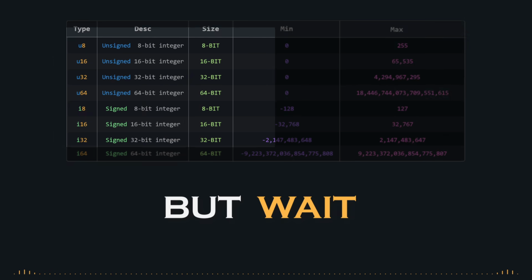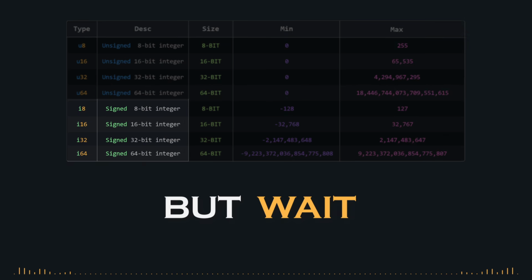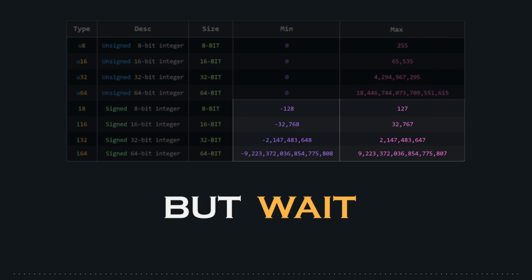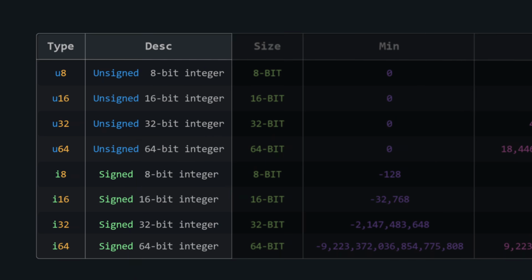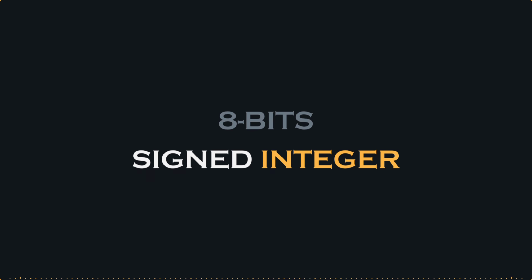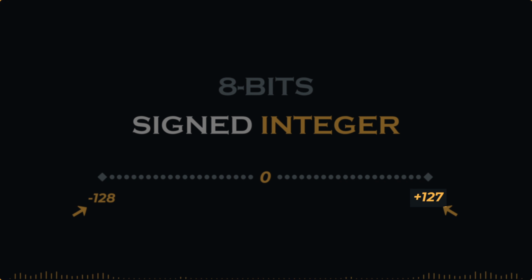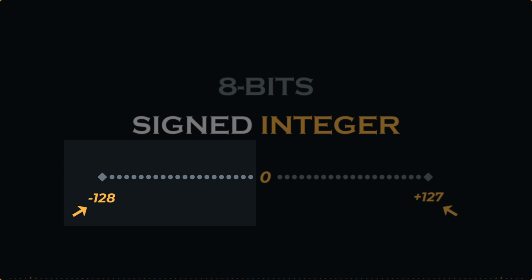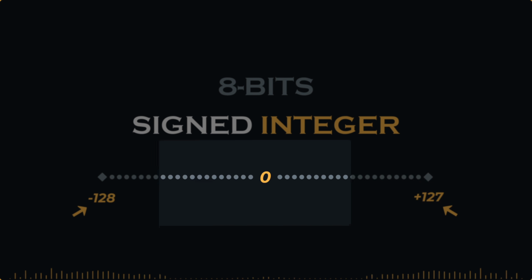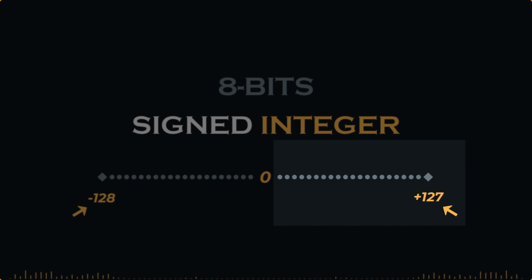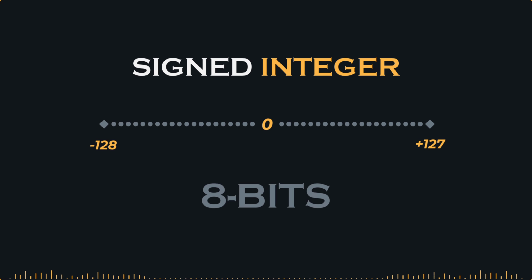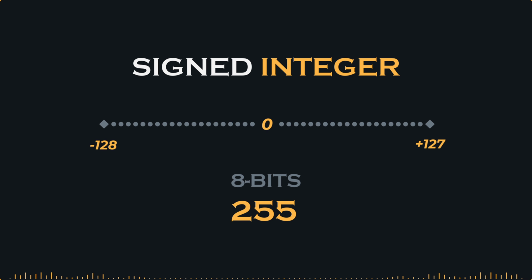But wait, why do we even have unsigned types if we already have types that can store both positive and negative values? Let's break it down by looking at the 8-bit integer type. Imagine the 8-bit signed integer type as a line that holds both positive and negative numbers. In the 8-bit signed integer type, the range is split between negative and positive values. On the left side of the line, you have the negative values, going down to negative 128. And on the right side, you have the positive values, going up to plus 127. The 8-bit signed integer type uses 8 bits of memory, which means it can represent a total of 256 values, from negative 128 to positive 127.